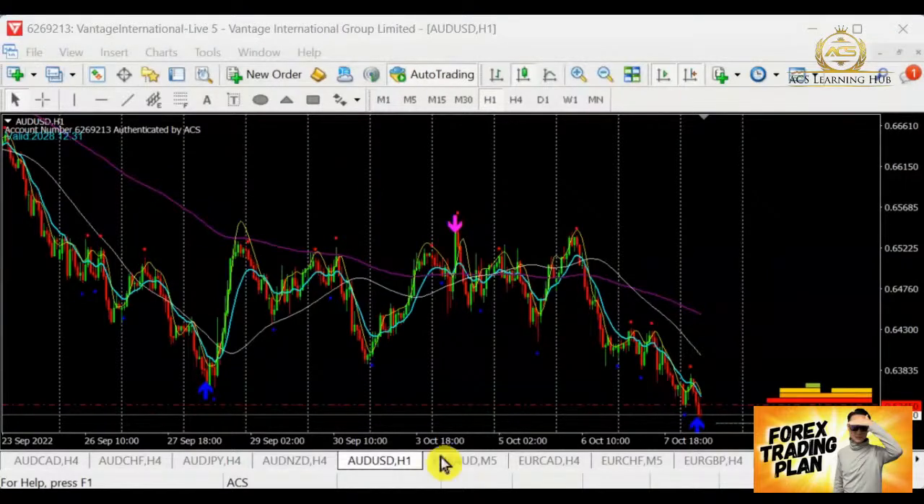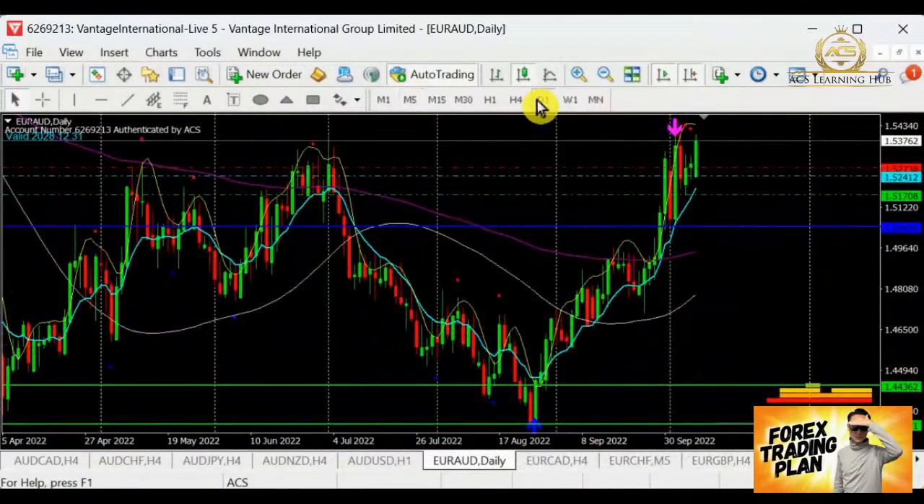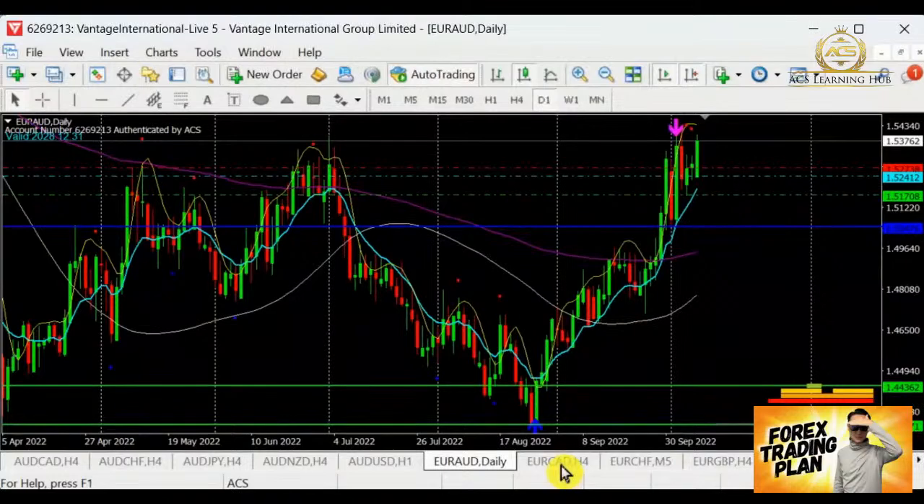Okay, so next to go, Euro Aussie. By looking at Euro Aussie, we are still in the bull, which is very obvious. So only buying, no selling.